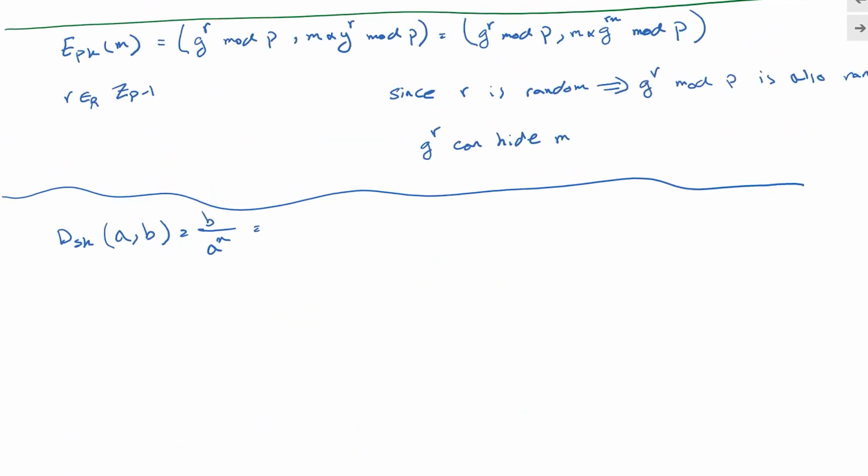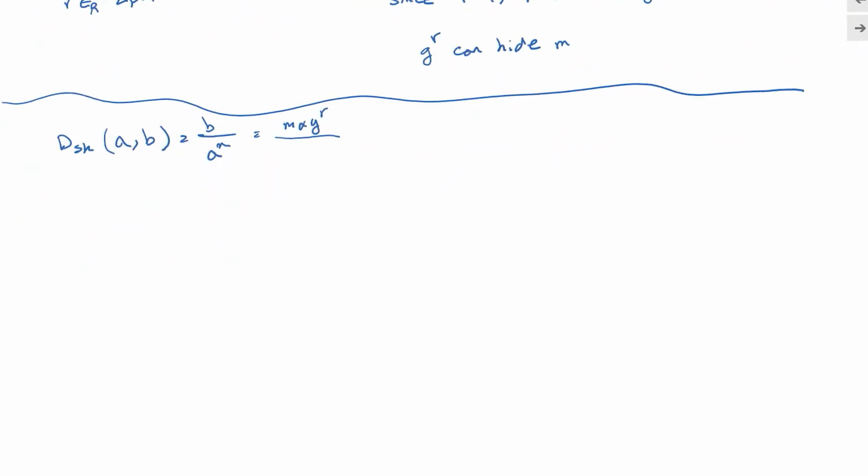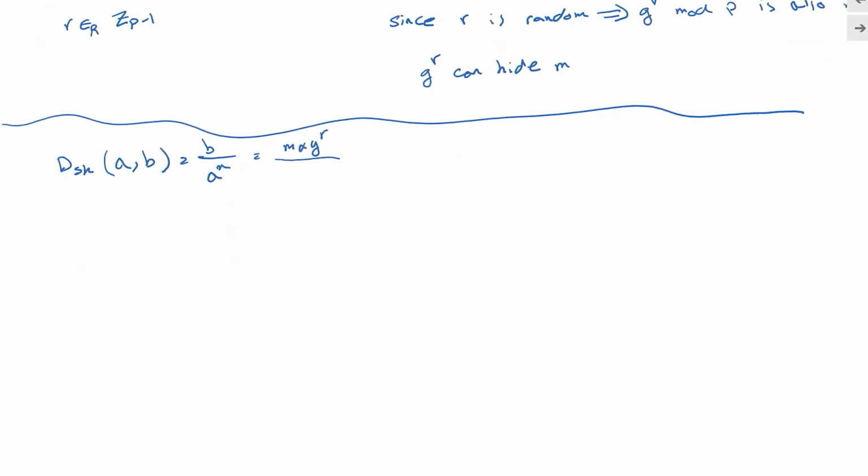B is basically M times Y to the R, right? And then what is A? A is G to the R, so I would write it G to the R, and when you raise it to the power X, then what we get is basically M Y^R and then G^(RX), right?